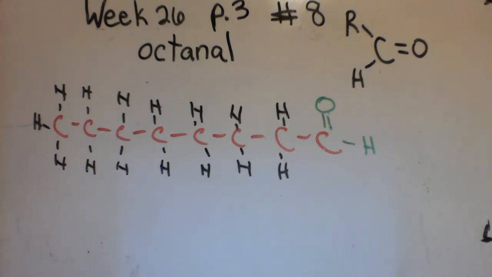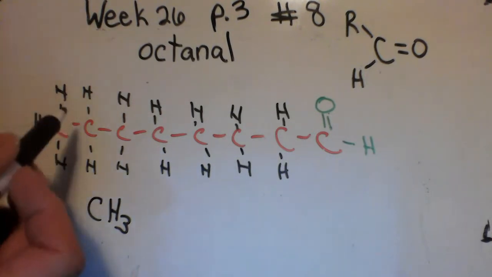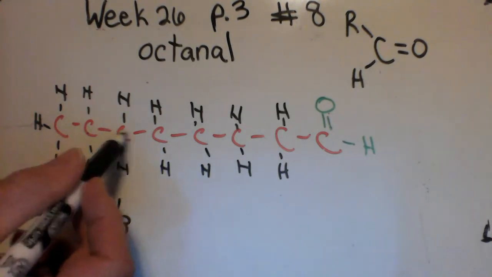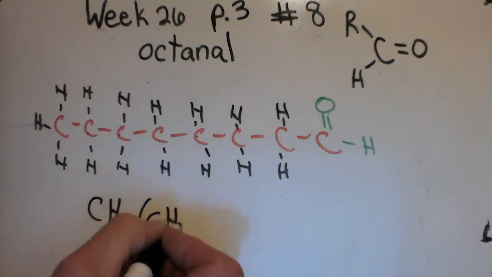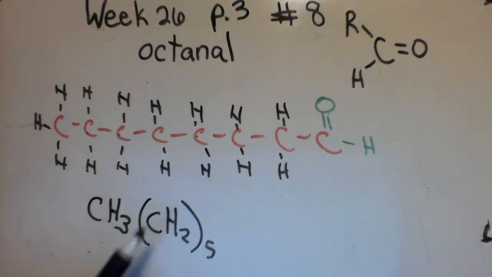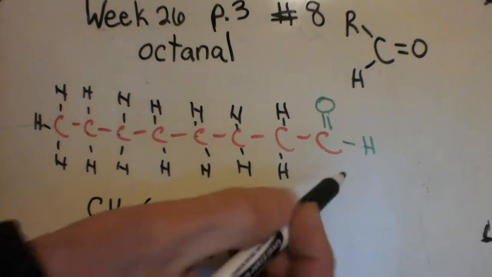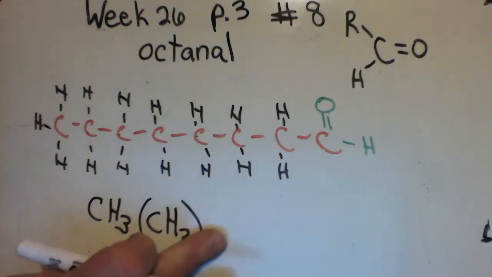Now, if you were going to write a condensed structural formula for this, you start with the carbon at the end here, CH3, and then every one of these in the middle are the same: 1, 2, 3, 4, 5. So we can show that there are 5 CH2s by putting the CH2 in parentheses and giving it a subscript of 5. I'm sorry, there's 6.